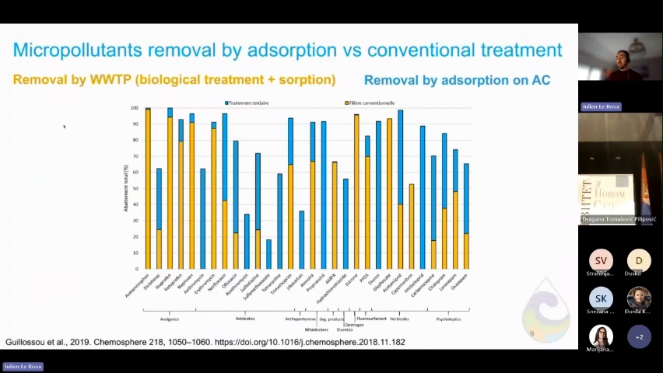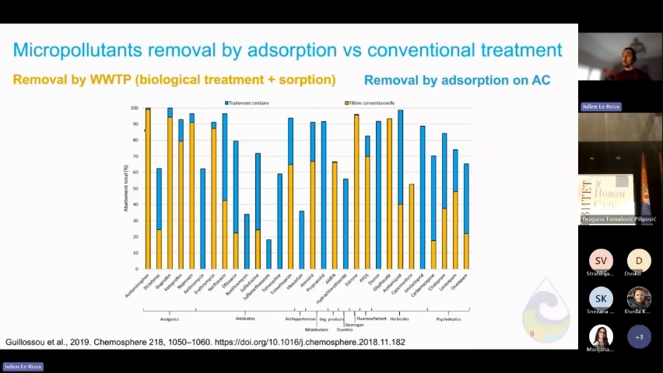What we've done in this PhD to go a bit further was to compare the proportion of molecules that were removed in the conventional treatment, so in the wastewater treatment plant, by the biological treatment mostly, and the removal by adsorption on the activated carbon. Because we had these removals on the pilot, on the carbon, but we didn't know if it removed most of the molecules, or if the molecule was maybe removed mostly in the biological treatment.